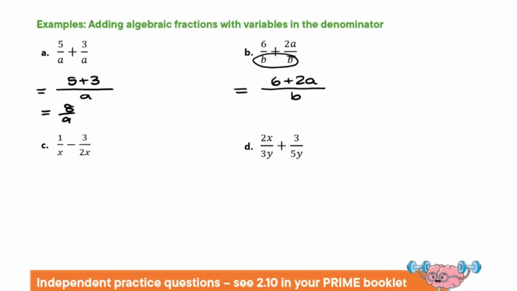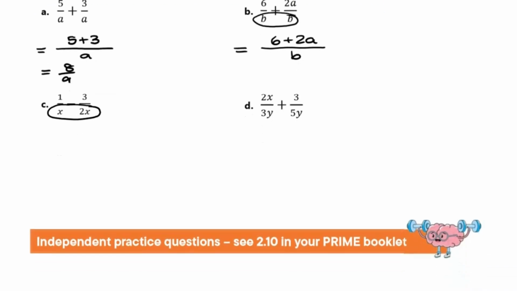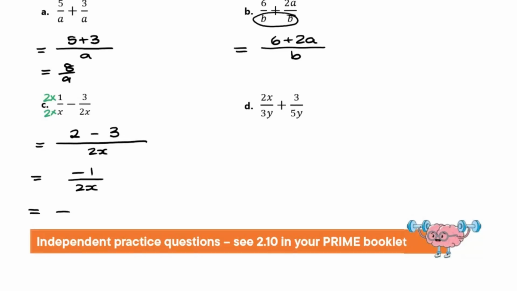If we look at this next one though, notice we've got x and 2x. In order to achieve a common denominator here, we're going to have to multiply the top and bottom by 2. So 2 times x and 2 times that 1. So common denominator becomes 2x. Numerator of the first, 2 times 1 is 2. And we've got minus 3. 2 minus 3 gives us negative 1 over 2x, which you could have also written as negative 1 over 2x.